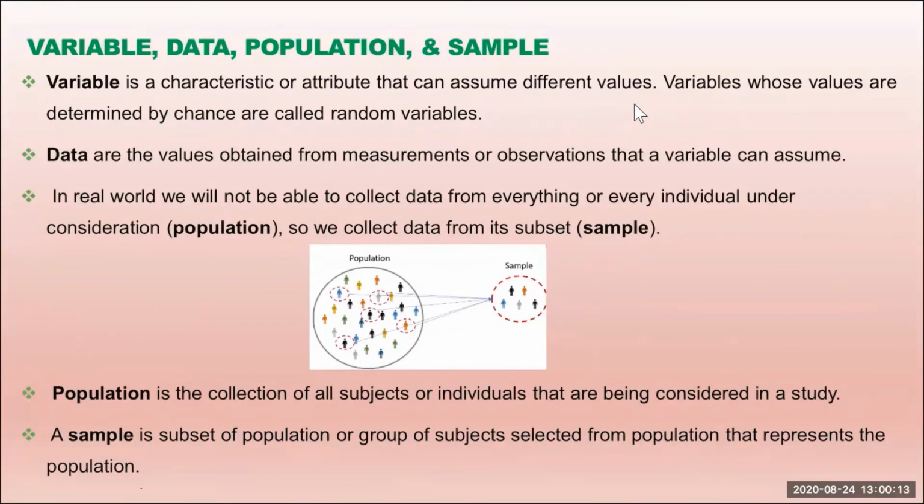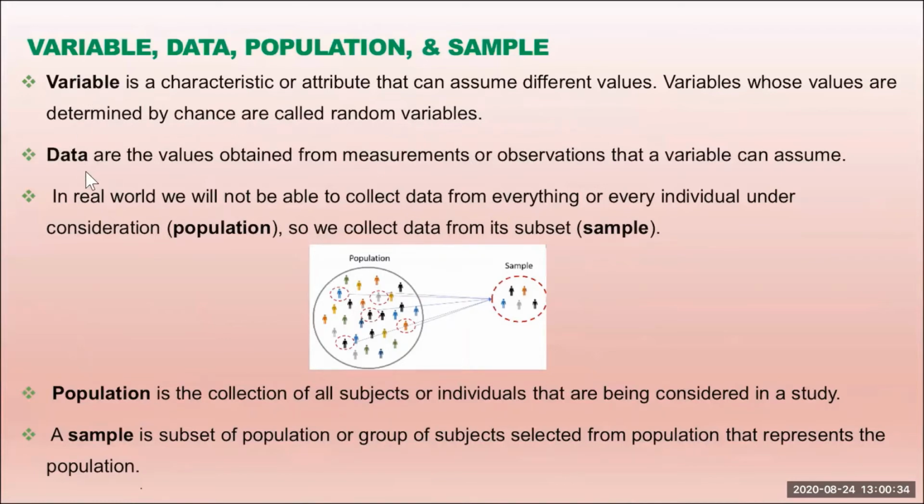So you have different values. That is your variable. A variable whose values are determined by chance is called a random variable. Later on, when we start working on inferential statistics, we'll be using this a lot. If the variable is determined using some probability experiment or by some random chance, that is called a random variable.